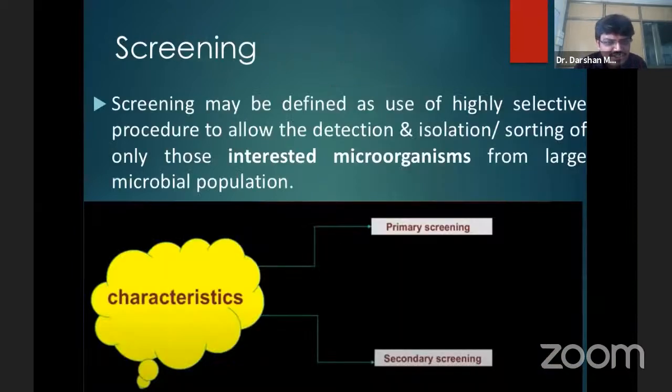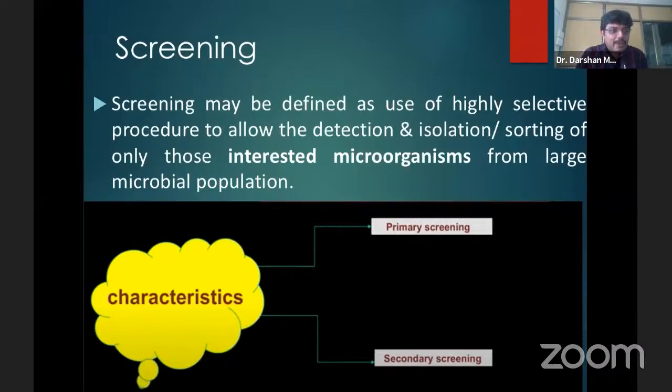Another one is known as screening. Now what is screening? Screening is basically a phenomenon where you try to apply a highly selective procedure. With the help of this highly selective procedure, you are going to carry out detection and isolation of only the organisms which you are interested in.